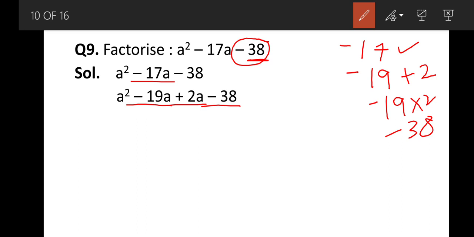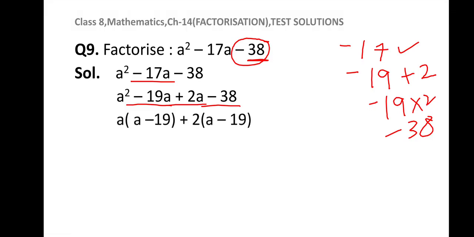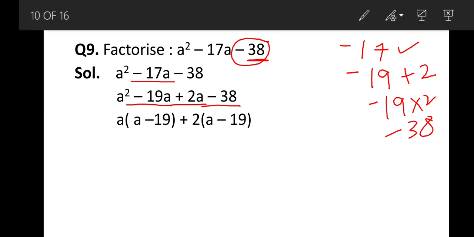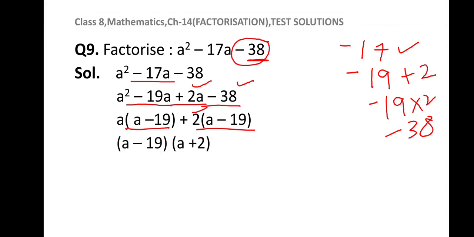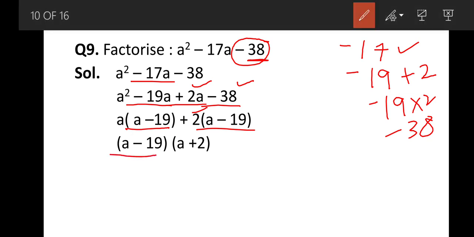Now grouping of terms will be done. What is the common factor of a square and minus 19a? That is a can be taken out. I have written a outside. What will be left inside the bracket? It will be a minus 19 plus. What is the common factor of 2 and 38? 2. What will be written inside the bracket? A minus 19. So your answer will be a minus 19, a plus 2. These are the 2 factors of the given expression, that is a square minus 17a minus 38. The factors are a minus 19 and a plus 2.